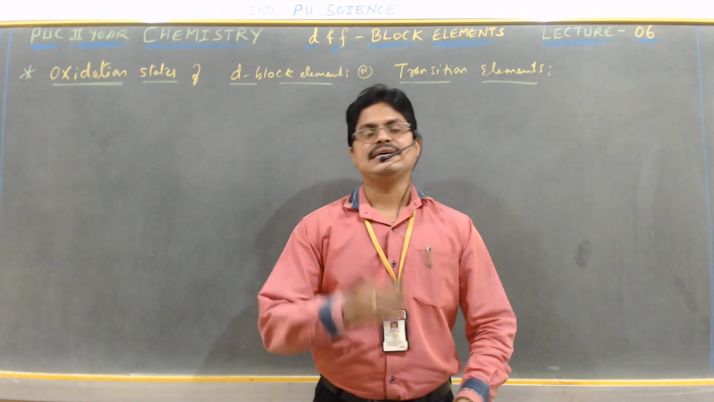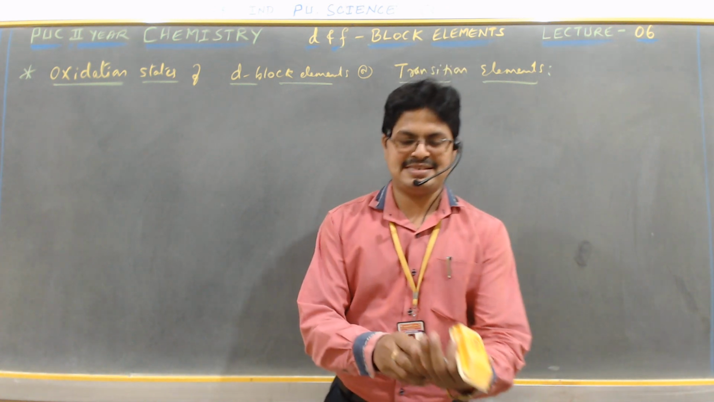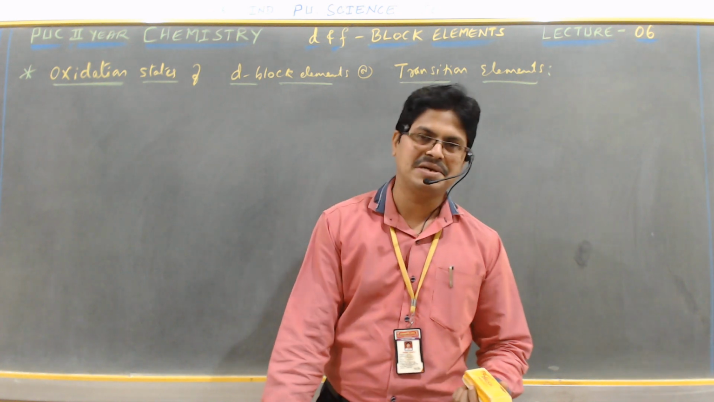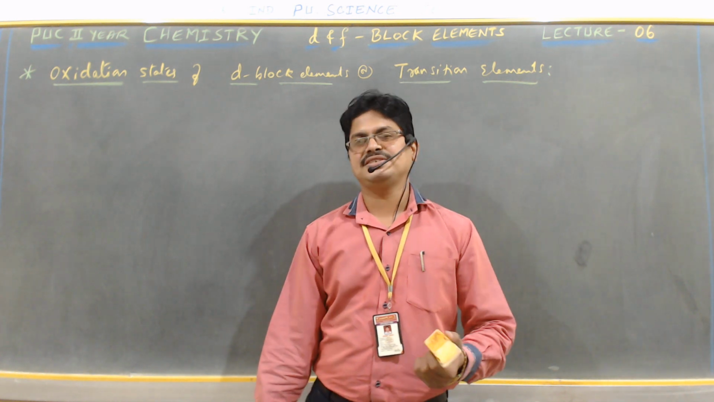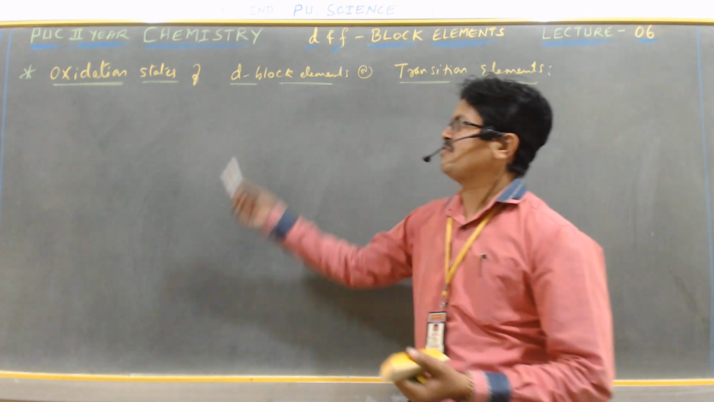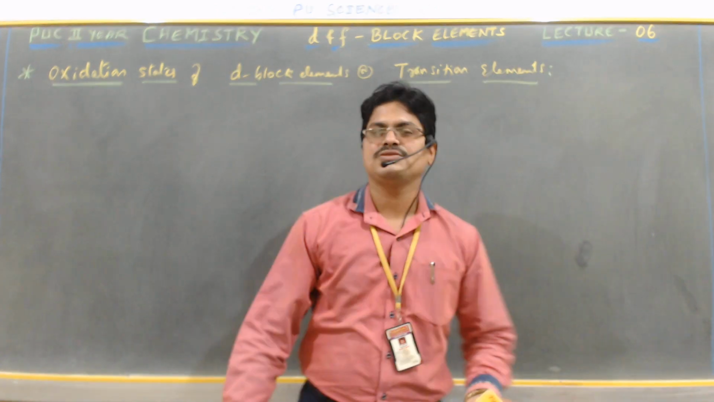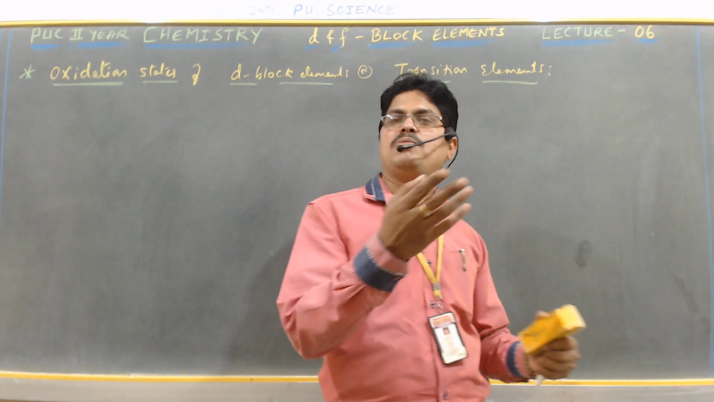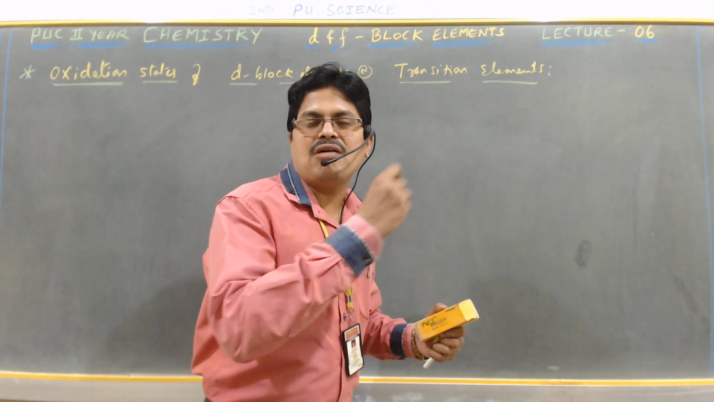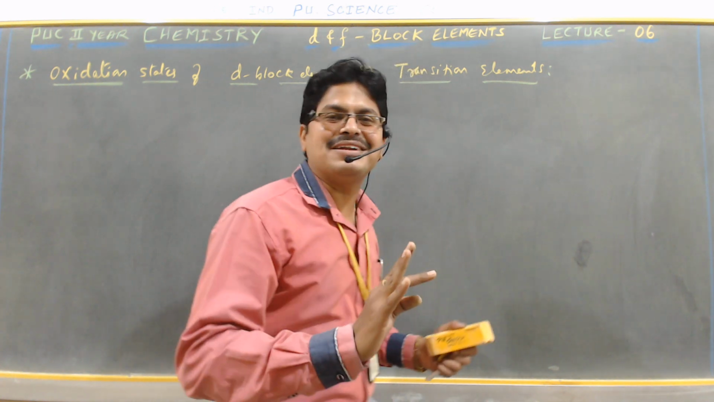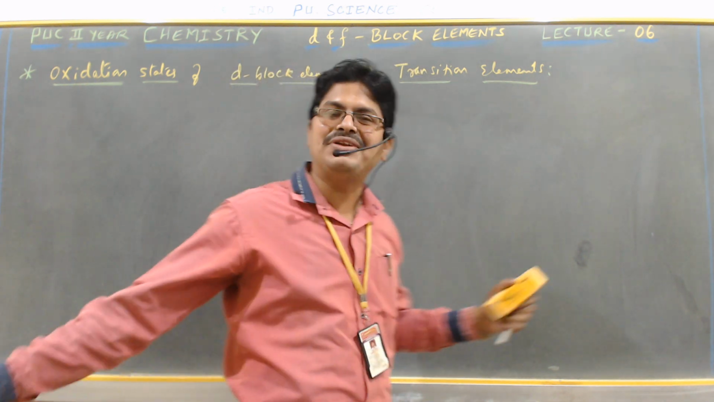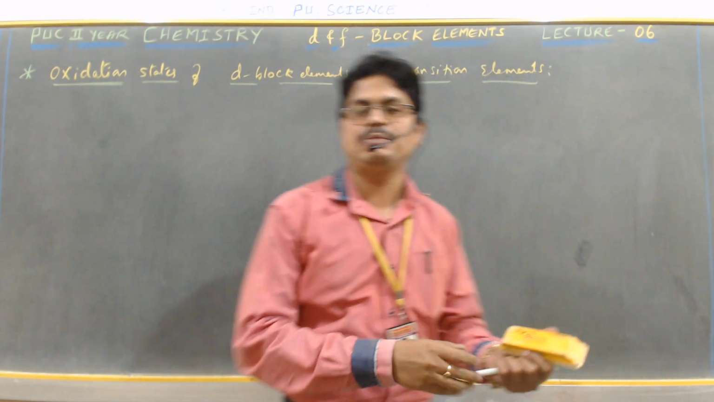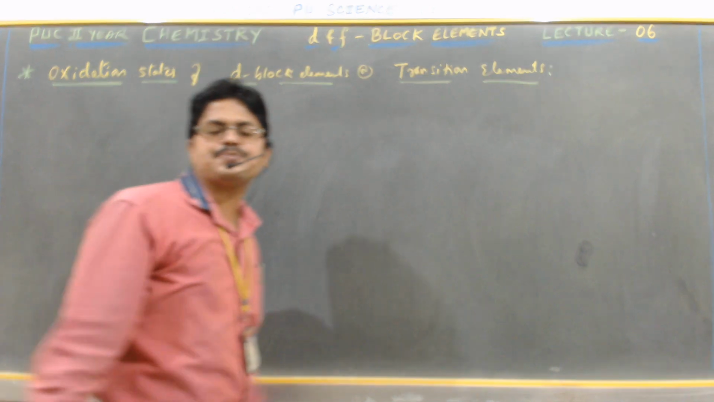Dear students, in lecture 5 we came across ionization enthalpies of D block elements followed by oxidation states. But in oxidation state I just mentioned a few points. So now in today's class let me continue oxidation states, followed by higher oxidation states, that is, stability of higher oxidation states of D block elements. So now let me continue oxidation states of D block elements or transition elements.